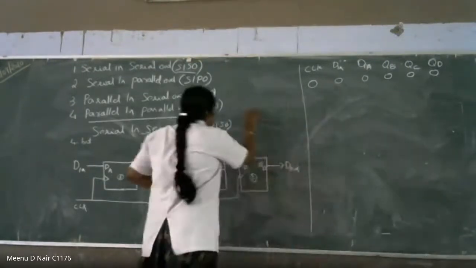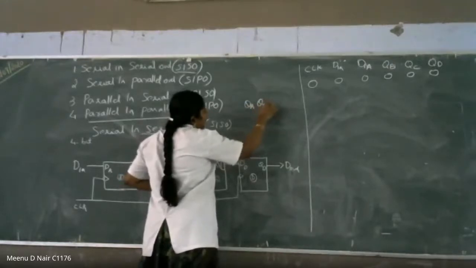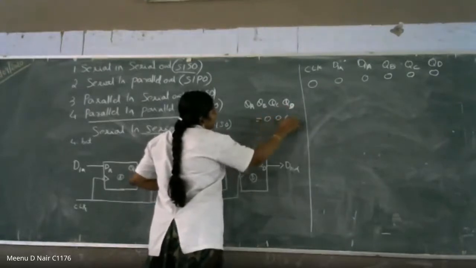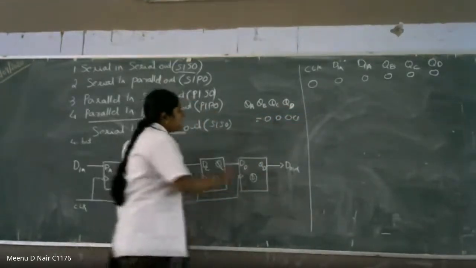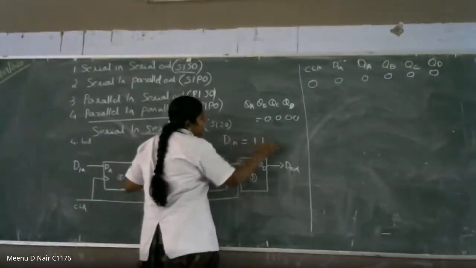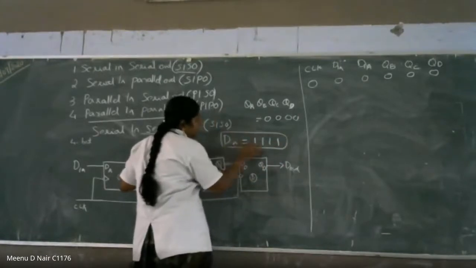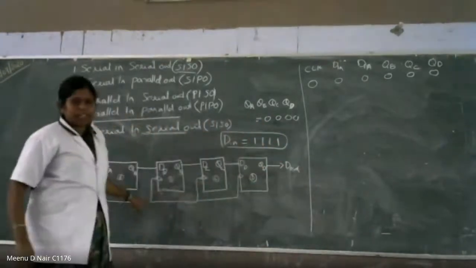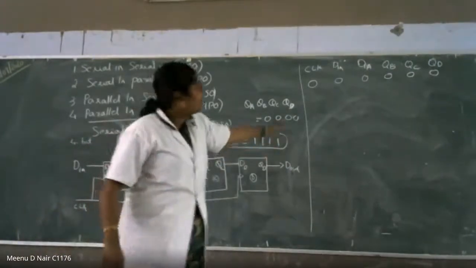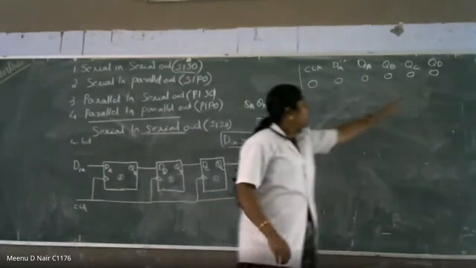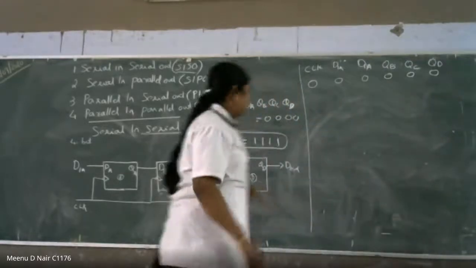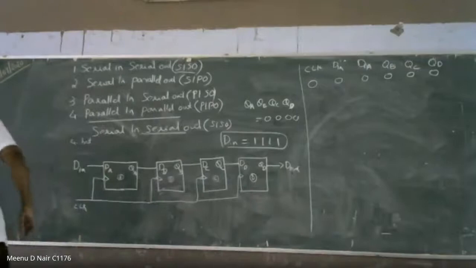So you consider your QA, QB, QC, QD is equal to 0, 0, 0, 0 only in the first case. And what you are going to output is the input 1, 1, 1, 1. This is what you are going to give to the shift register. We'll see when you can get this 1, 1, 1 at the output side. So this is QD. QD is nothing but your output only, right? So for that, we'll see.